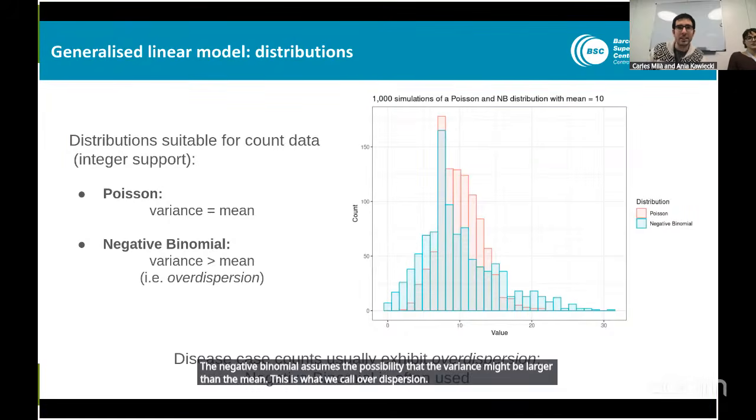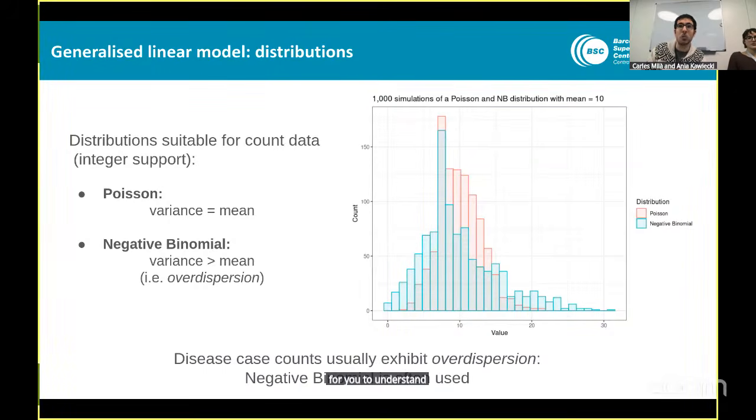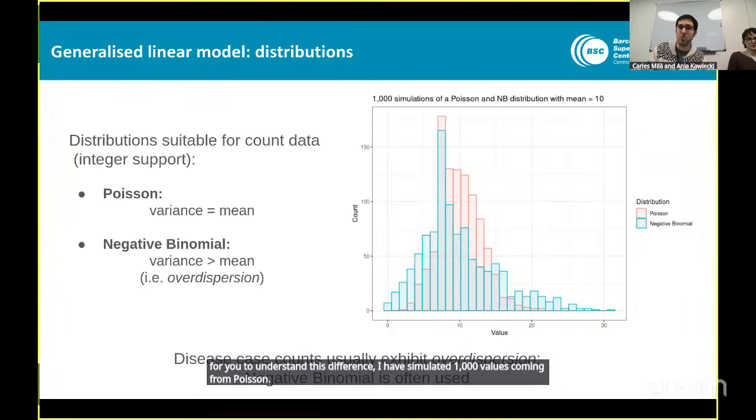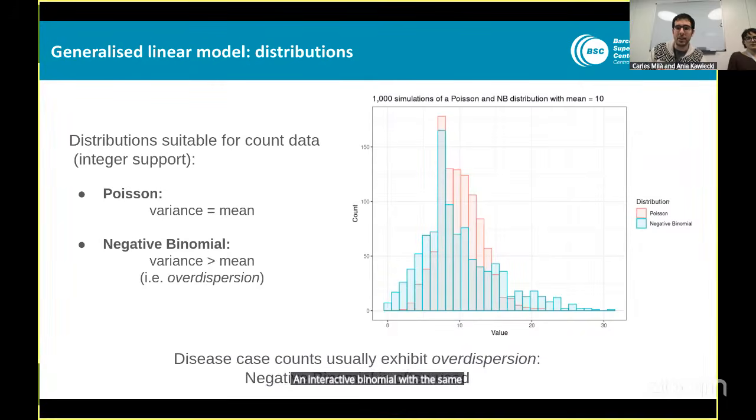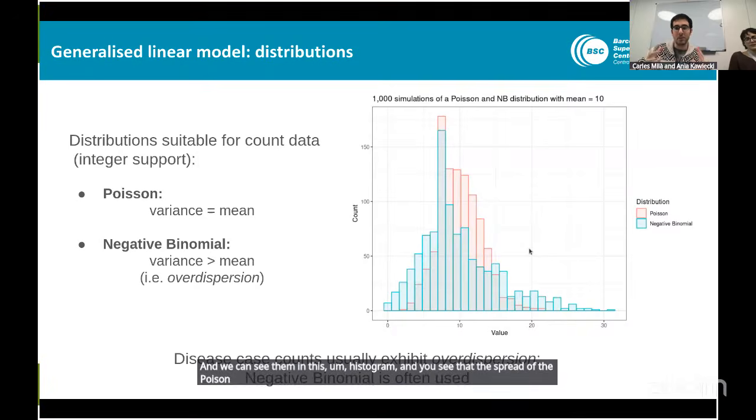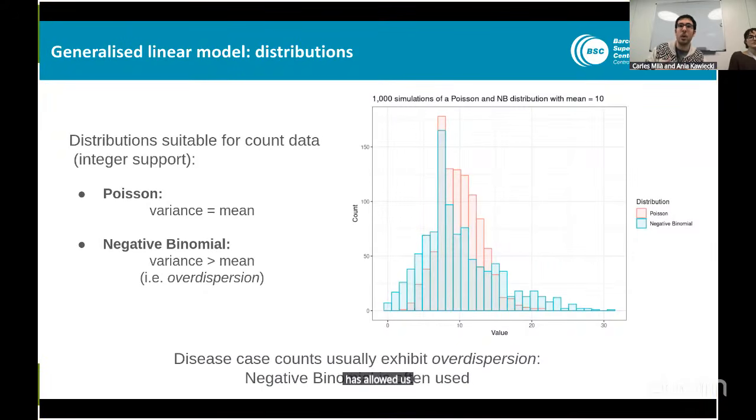And for you to understand this difference, I have simulated 1,000 values coming from a Poisson and a negative binomial with the same mean equal to 10. And we can see them in this histogram. You see that the spread of the Poisson is much narrower than the spread of the negative binomial. That means that the negative binomial allows us to have a variance that is larger than the mean. This is why it's more spread out.